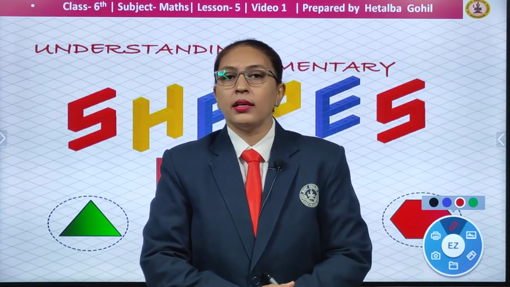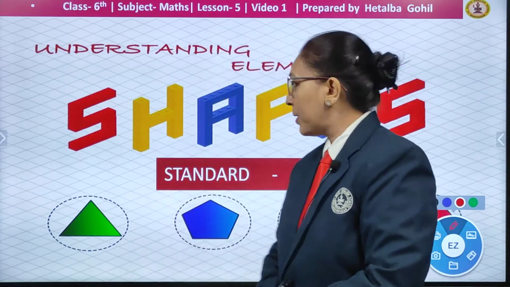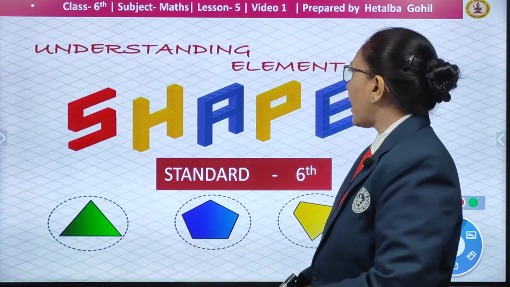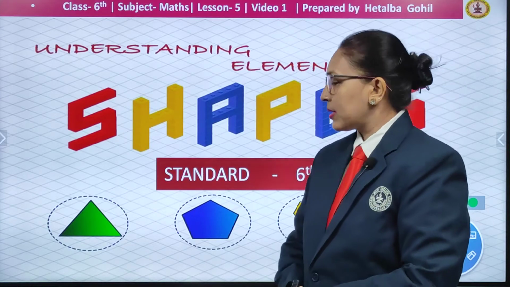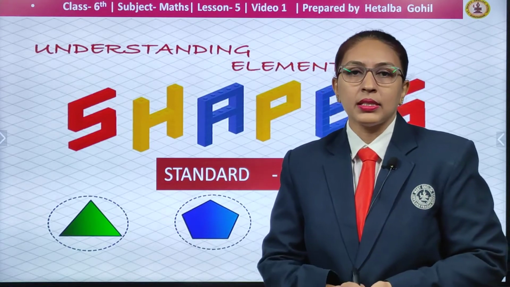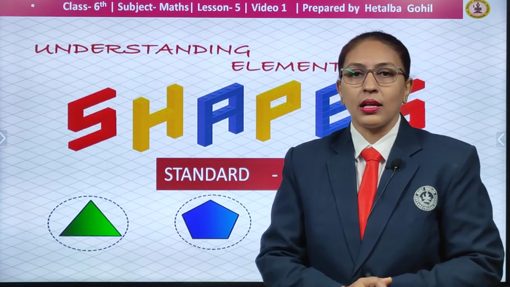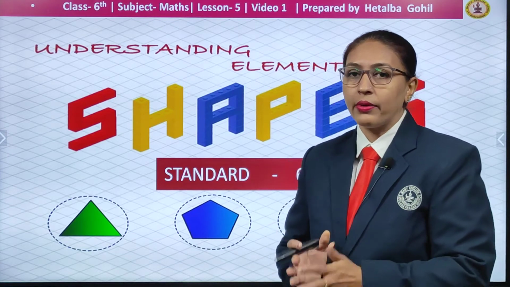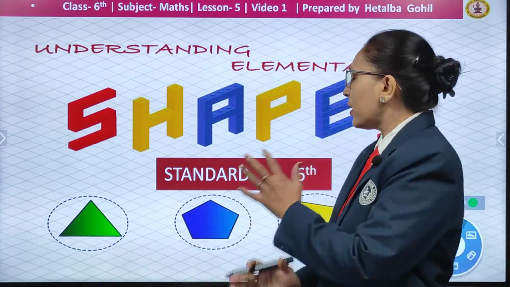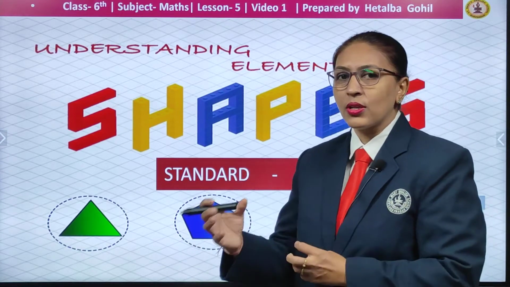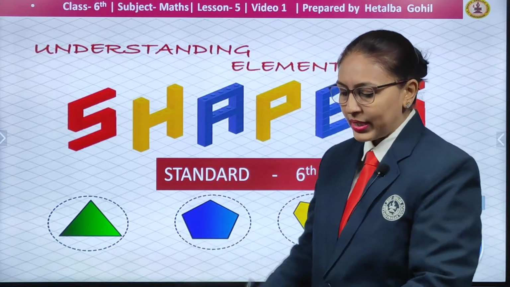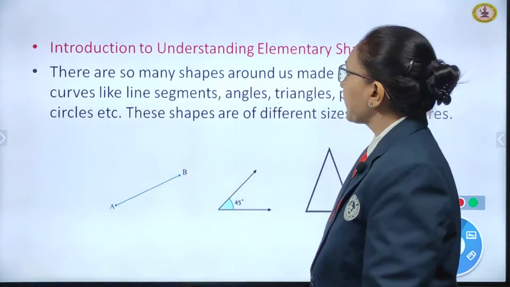Today we'll start the new chapter, chapter number 5, Understanding Elementary Shapes. You all have learned the basic shapes in the lower classes: circle, square, rectangle, triangle. So here it is the same thing, but something else also with that. So let us go with the chapter first.